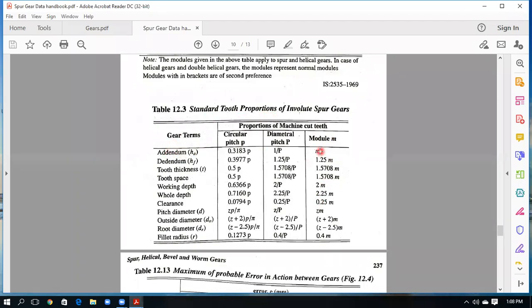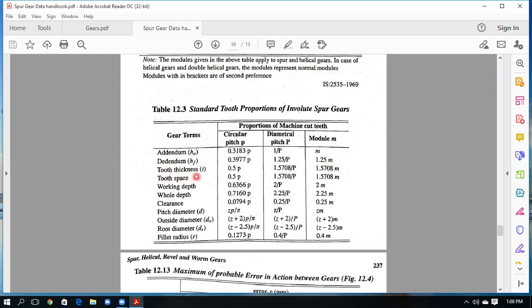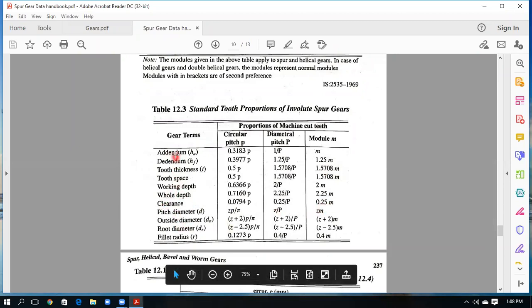Addendum is equal to m. Therefore, whatever the module is, that will be equal to the addendum. Dedendum will be 1.25 times the module. Similarly, tooth thickness will be 1.5708 into module m. m is calculated as 4. Similarly, tooth space is the same as tooth thickness, and working depth is 2m. Whole depth is 2.25 m, and the clearance is 0.25 m. All this you have studied in the terminologies of spur gear.